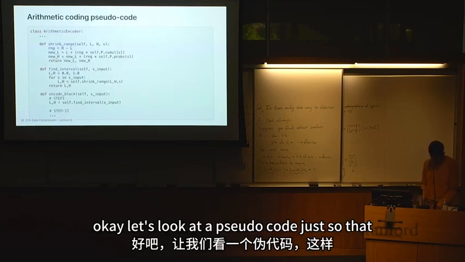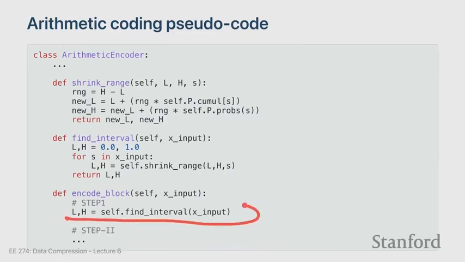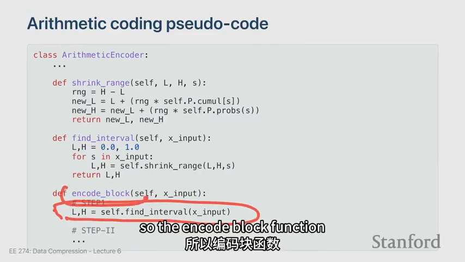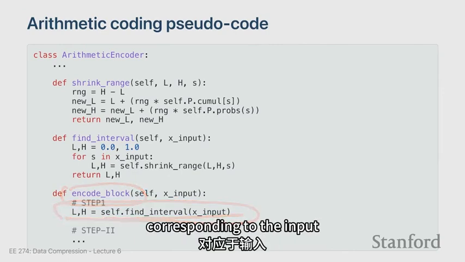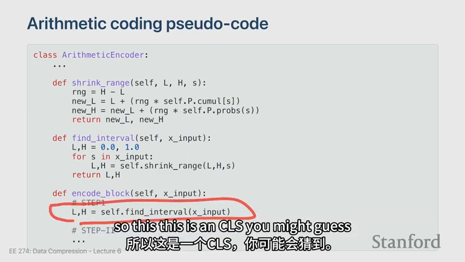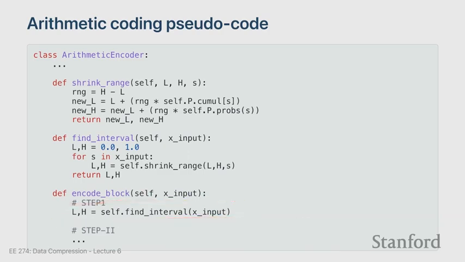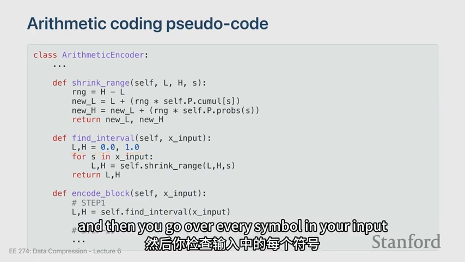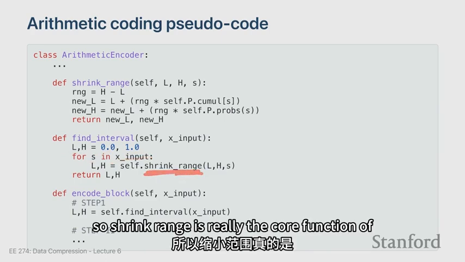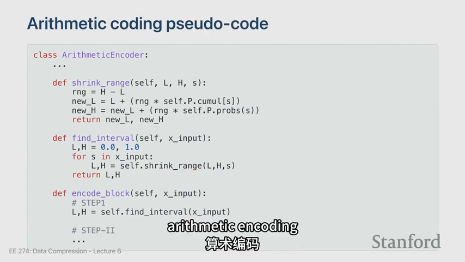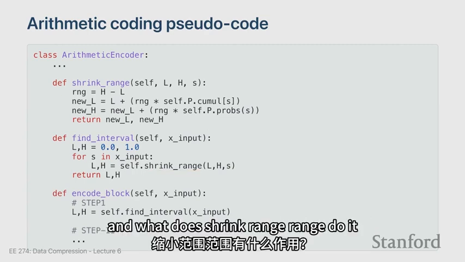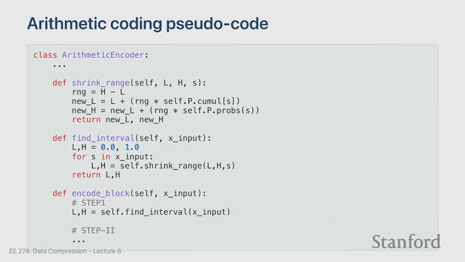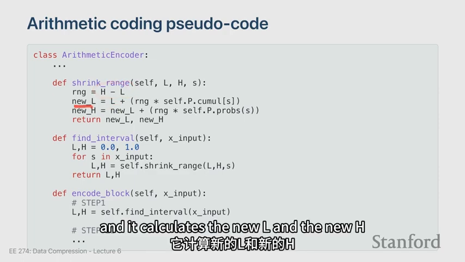Okay, let's look at a pseudocode just so that it's very concrete, right? So the encode block function, the step 1 is to find the interval corresponding to the input. So this is in SCL, as you might guess. So initially you start with low and high as 0 and 1. And then you go over every symbol in your input and you shrink range. So shrink range is really the core function of arithmetic encoding. And what does shrink range do? It starts with the current range and it calculates the new L and the new H.